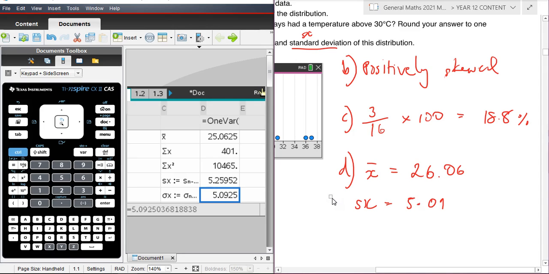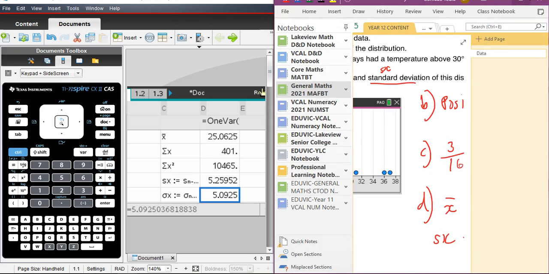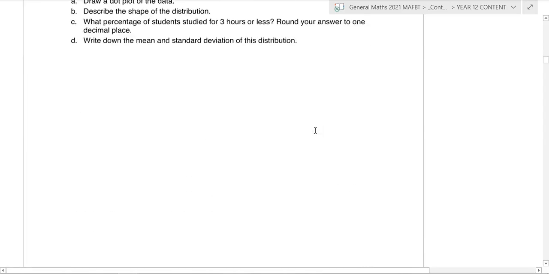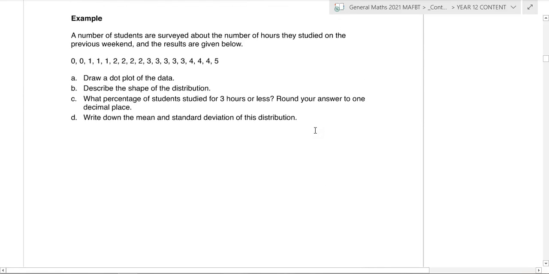Okay, easy. Let's do one more example on this, and then we'll get into the tricky stuff, which I hope you guys will not get lost in. So, similar example, you've got your data, number of students surveyed about the number of hours they studied on the previous weekend. There's the data. Let's draw a dot plot, describe the distribution, what's the percentage of students that studied for 3 hours or less, and then write down the mean and standard deviation.